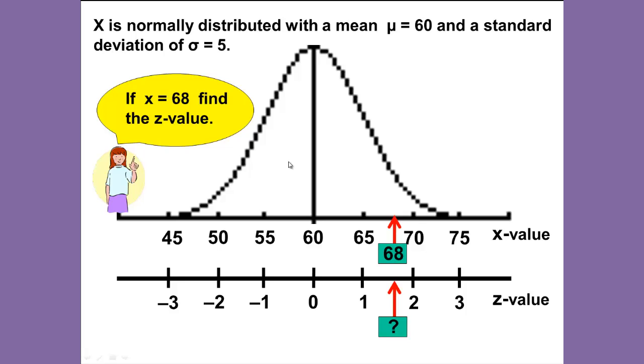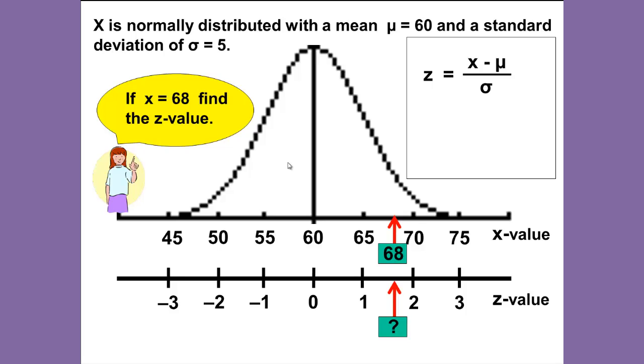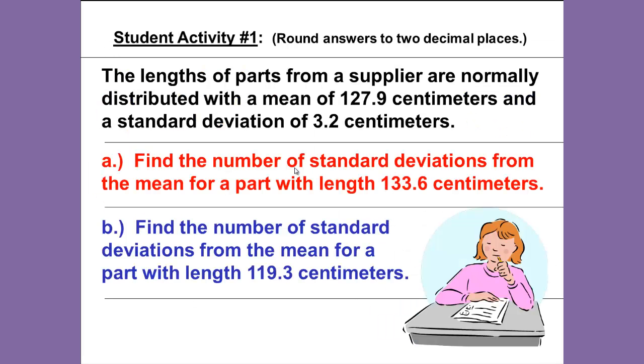If x equals 68, find the z value. Notice 68 falls in between two whole number z values, therefore it will not be a whole number. Z equals x minus the mean divided by the standard deviation. 68 minus 60 divided by 5, which leaves us 8 divided by 5, or 1.60. Notice how that does fall appropriately between 1 and 2 and gives us the answer.